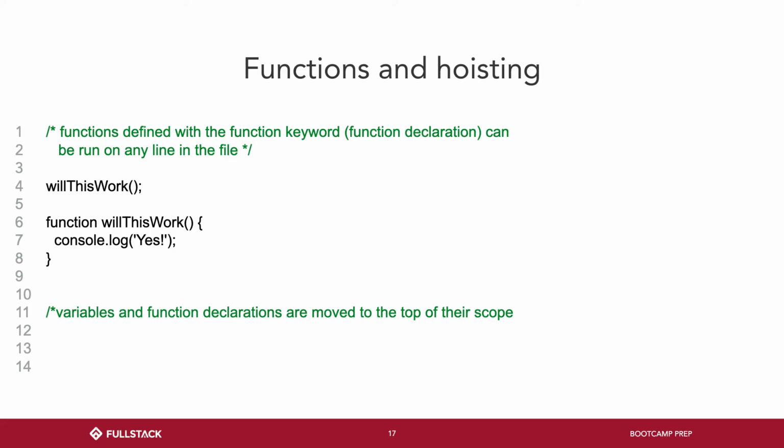So functions defined with the function keyword, function declarations, can be run on any line in this file. Variables and function declarations are moved to the top of their scope. Top of their scope, okay? Not the top of the global scope. Top of their scope, before code execution. So when we run willThisWork, even though it is defined down here, it still works.